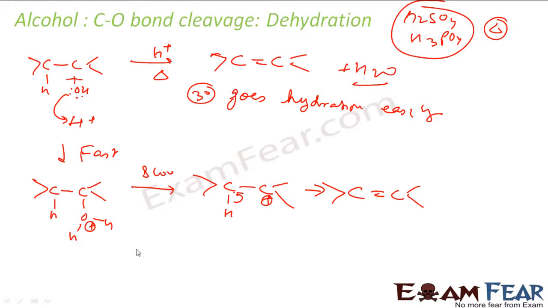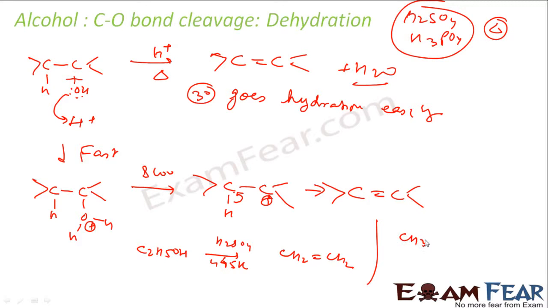So for example, if you see, I have C2H5OH, you need H2SO4, and you need a high temperature of 445 Kelvin to make it an alkene. Same thing, if you increase the degree, this is 1 degree, right? You make it 2 degree here, CH3CHOHCH3 is 2 degree. So here you need only 85% H3PO4, and also less temperature, maybe 440 Kelvin, and with this you'll get an alkene.